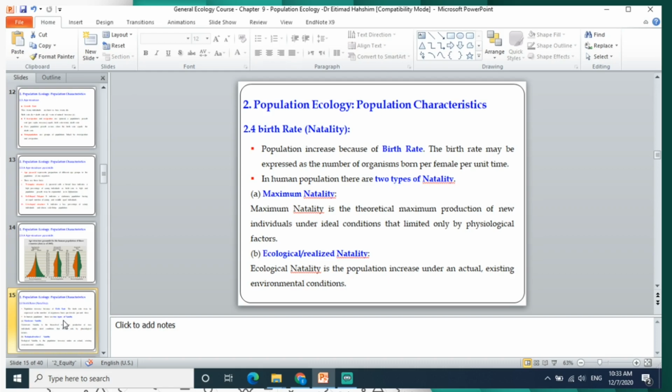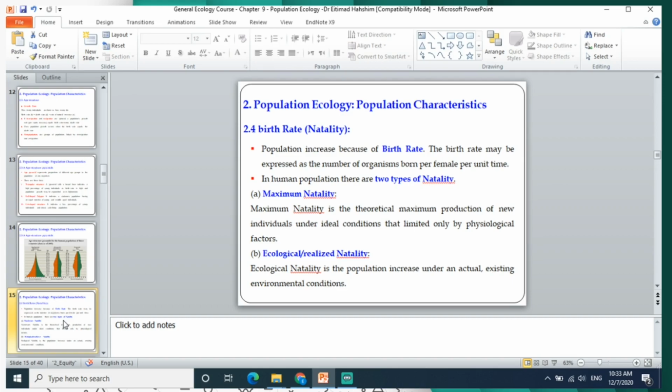Also, regarding the population, the factors affecting population characteristics include birth rate, also called natality. Population increases because of the birth rate. The birth rate may be expressed as the number of organisms born per female per unit time. Also, it is different according to different organisms. Some organisms can give birth in a few hours, and others in several months, and sometimes in several years.